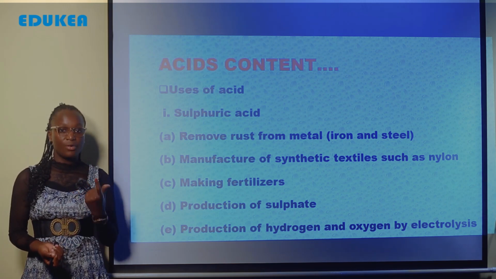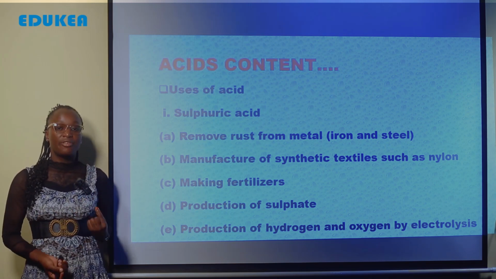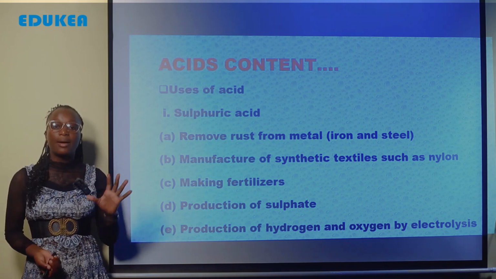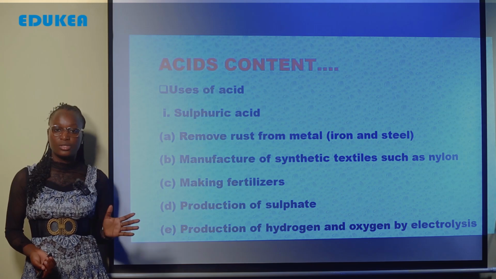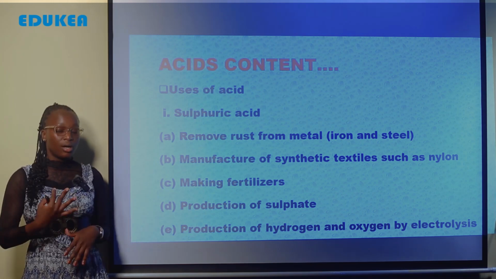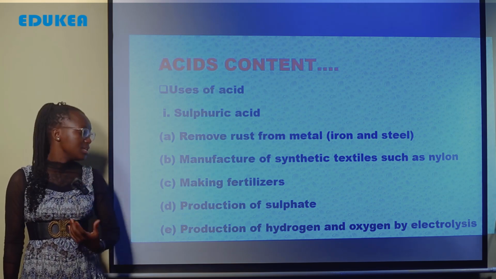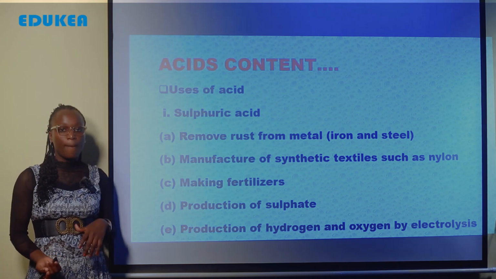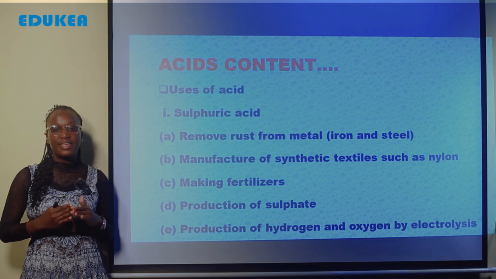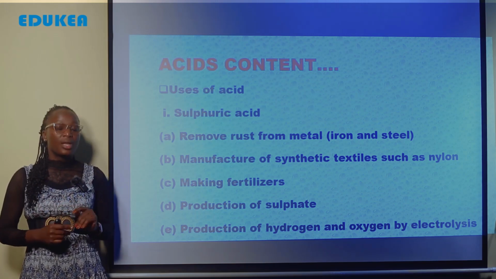This sulfuric acid is used also in making fertilizers, kutengeneza mbolea. This sulfuric acid is used in the whole process of making the fertilizers. Also the sulfuric acid is used in the production of sulfate. Kwamba kwa sababu kwenye sulfuric acid we have the sulfate compound. So this sulfuric acid is used in the production of sulfate.